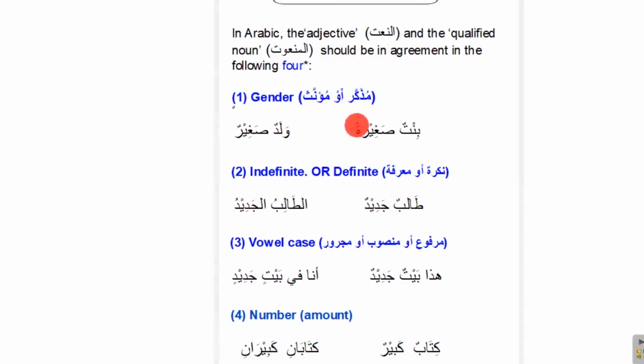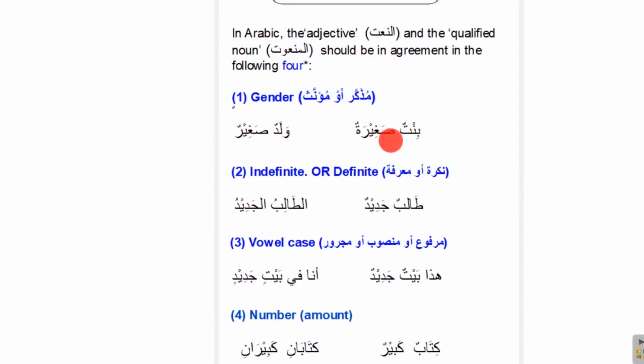Okay, observe here. Bintun saghiratun. Bintun means a daughter. For example, I have a daughter and a son. So daughter, bintun. Waladun means son, or a child, but mostly a male child. So bintun is daughter, specifically a girl. So: bintun saghiratun, waladun saghirun.